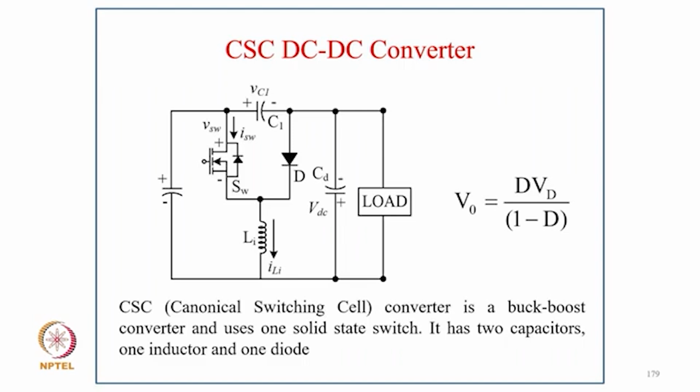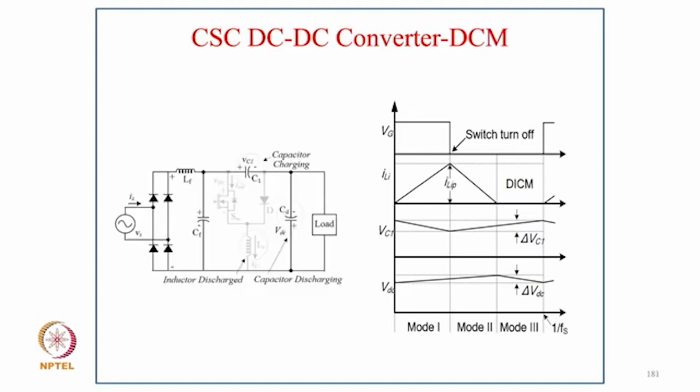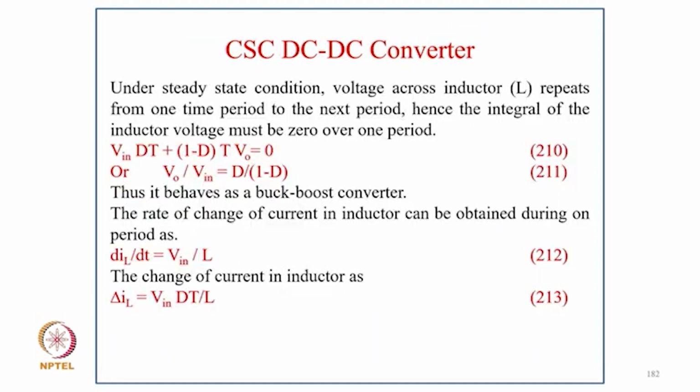So now coming to the canonical switching converter, as we discussed, this is also a buck boost converter. The input output relation under ideal condition is output voltage Vo equal to d Vin divided by 1 minus d. The canonical switching converter is a buck boost converter and uses one solid state switch. It has two capacitors, one inductor and one diode. And you can see the three modes: when the switch is on, when the diode is on, and when none of the two is on, and the corresponding waveform.